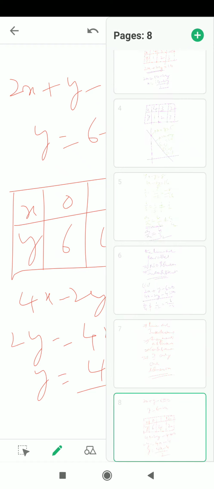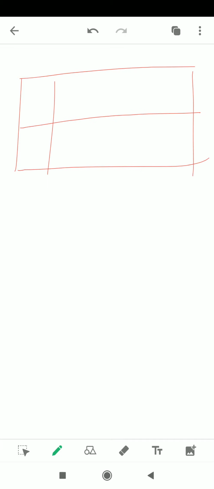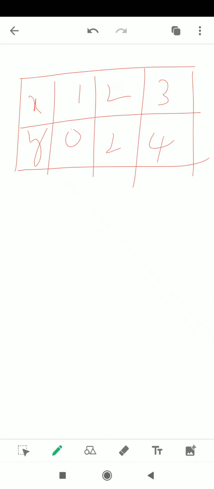Now we'll take some values. What are the values here? So these values are x and y. When I take x as 1, it is 4 minus 4, 0, so it will be 0. When I take x as 2, 4 into 2 is 8, 8 minus 4 is 4, 4 by 2 is 2. When I take 3, it will be 4, because 4 into 3 is 12, 12 minus 4 is 8, 8 by 2 is 4. So these are the points.